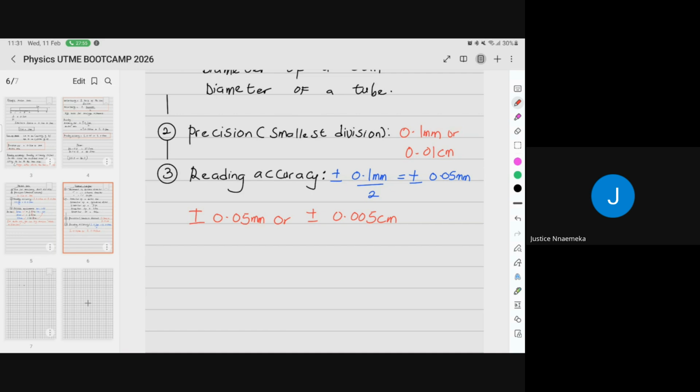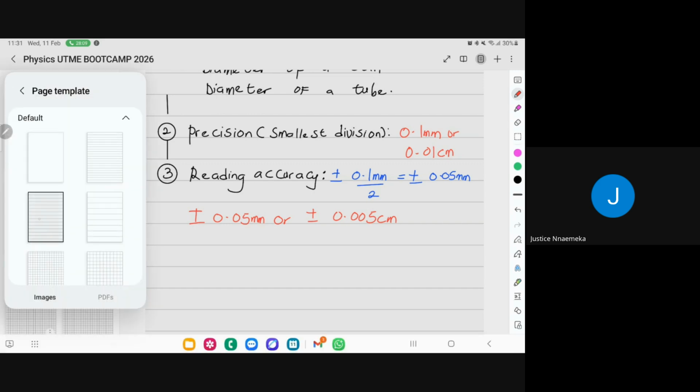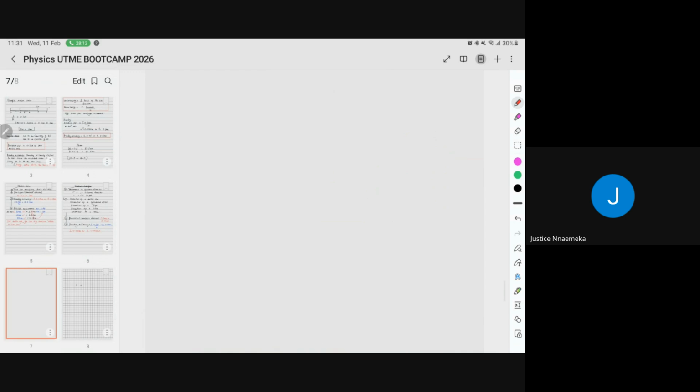Any questions so far? Yeah. So what is confusing, Sha? Okay, let's review again. My friend, look at what I'm saying, Susan. I say for meter rule, first of all, know that for meter rule, the smallest division is the same thing as precision, which is 1 millimeter.